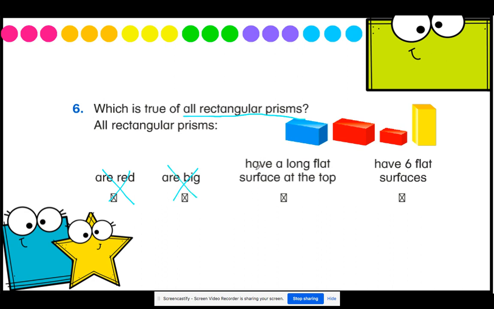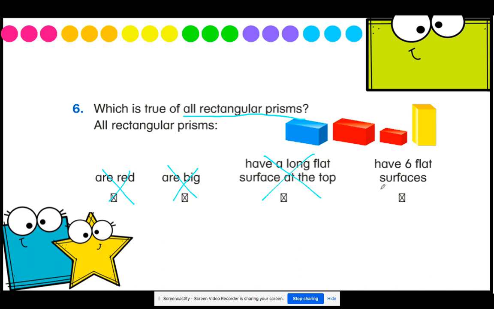The next clue says have a long flat surface at the top. So looking here at this blue one, a long flat surface at the top would look like this. As we see here, it's that long rectangle at the top. Do all of our rectangular prisms have that long rectangle at the top? This one does. This second red one does. The small red one does. But how about this yellow one? Does that have a long flat surface at the top? No, it does not. That would be a square. So that is not true of all the rectangular prisms.